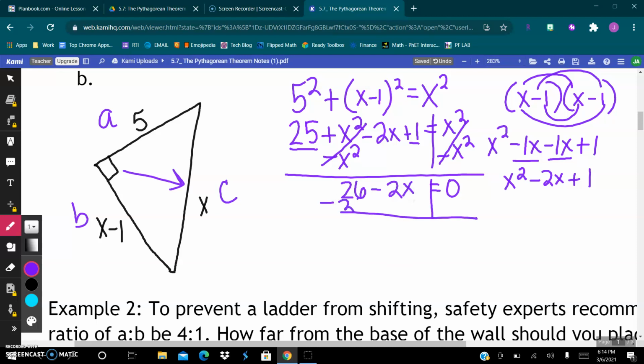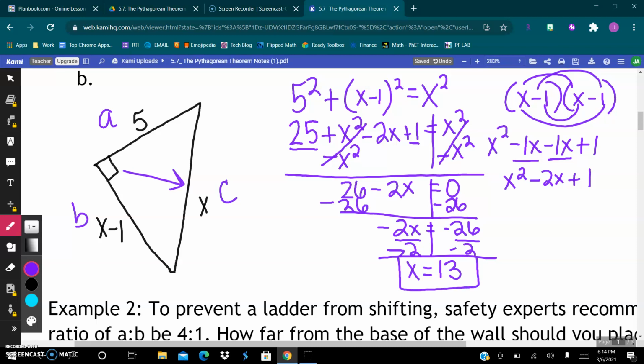So then I'm going to subtract 26 from both sides, and I'm going to have a negative 2x equals negative 26. And then I'm going to divide by a negative 2. So a negative divided by negative is positive, and 26 divided by 2 is 13. So the x value in this case is 13.